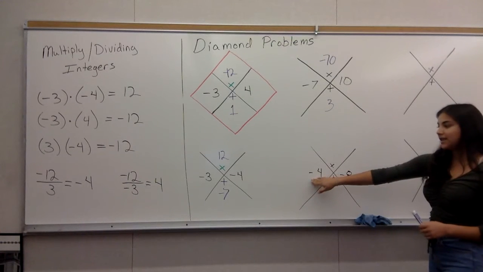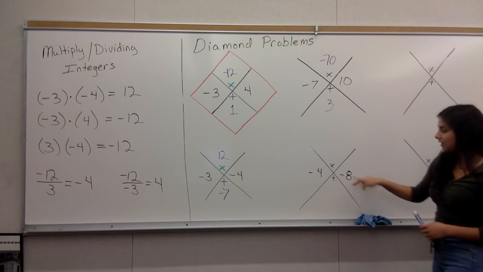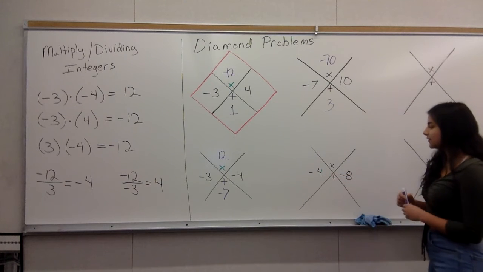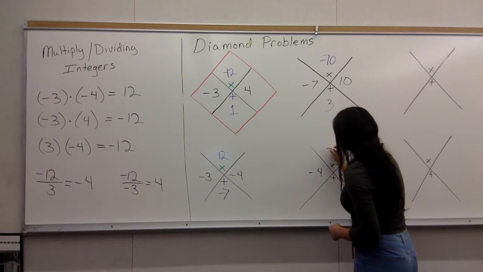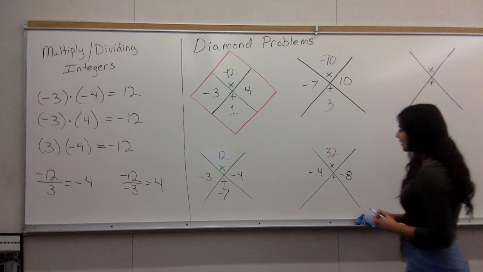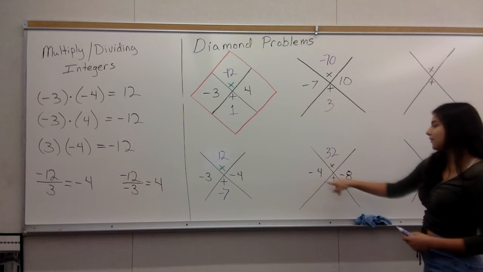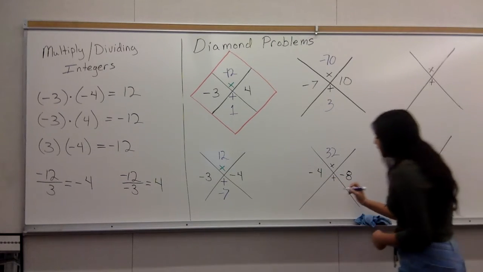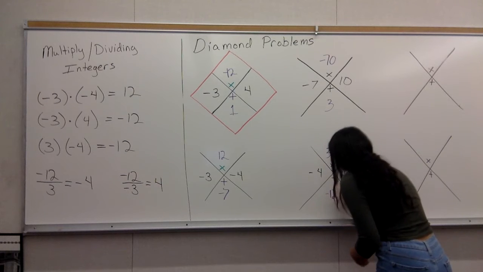Now here you have -4 and -8. You multiply them, a negative times a negative equals a positive. It'll be +32. And you add them, -4 plus -8 will give you -12.